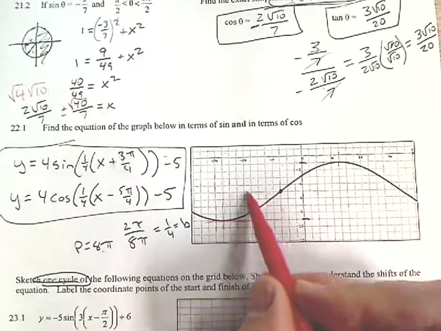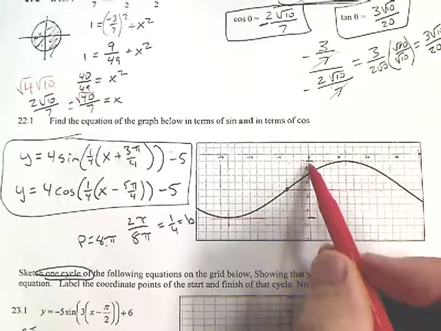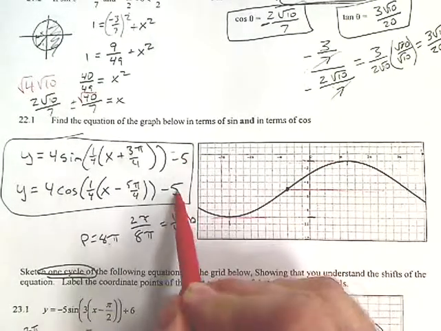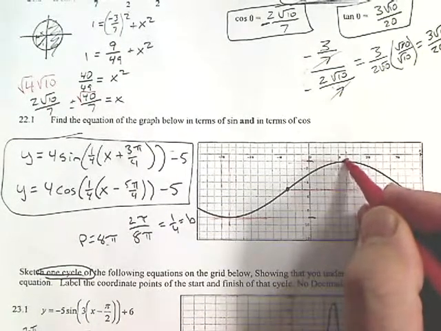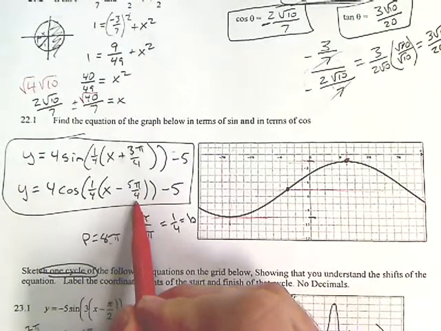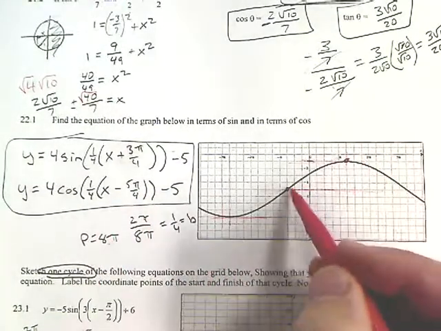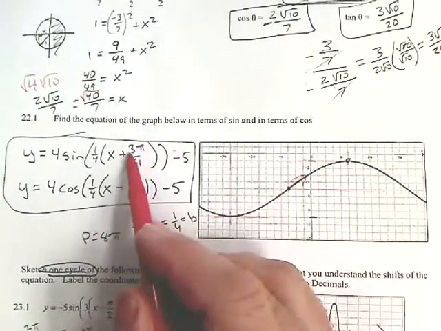The middle of the graph is at -5, so -5 minus 5. Cosine starts at the top. Cosine is 5 pi over 4. Sine starts in the middle and goes up, and that would be 3 pi over 4.